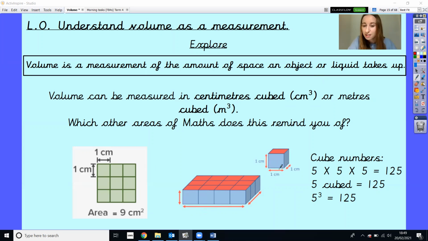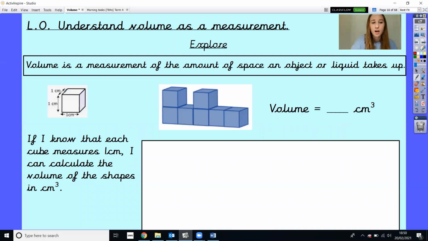Here's my cubic centimetre. It's 1 centimetre by 1 centimetre by 1 centimetre. It also reminded me of my cube numbers, where I multiply a number by itself 3 times. And I can show that like this. 5 cubed is 125. Okay, there's my floating 3 again. So it links with those other 2 areas of maths.